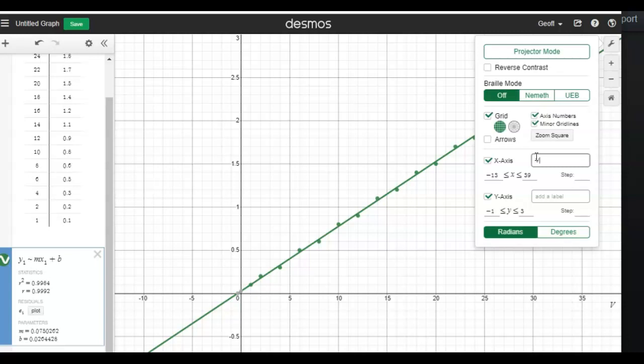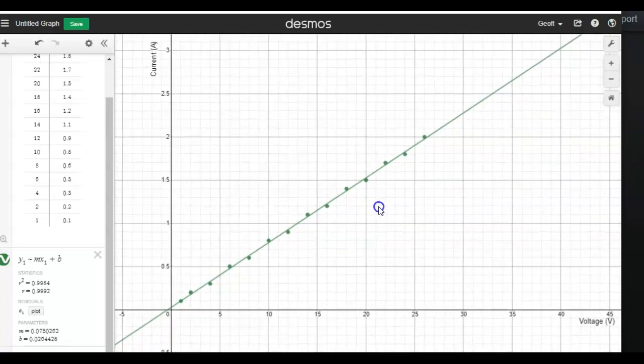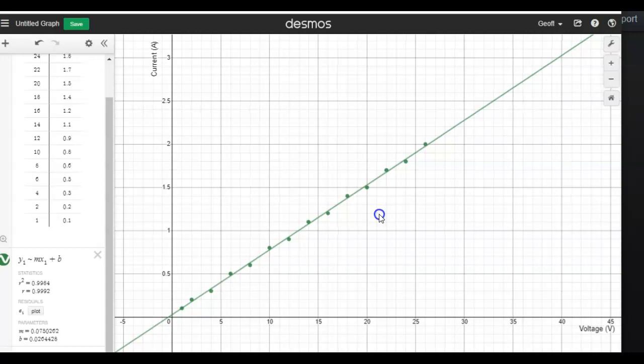So the x-axis is voltage, parentheses, volts. And the y-axis is current, parentheses, amps. Right? And we could probably do a little bit better with scaling everything, but that's not too bad.